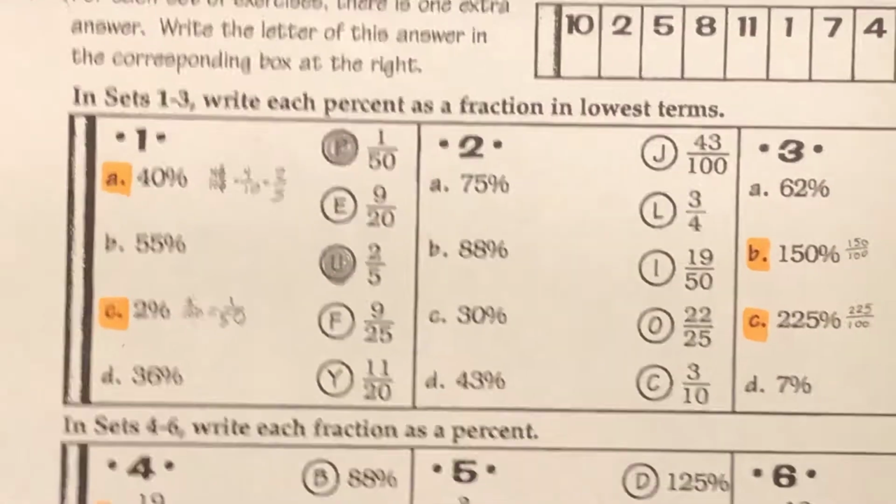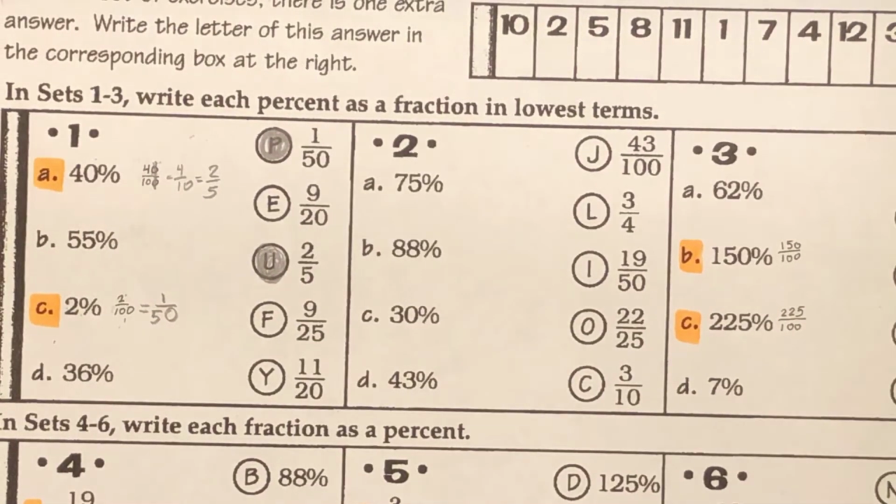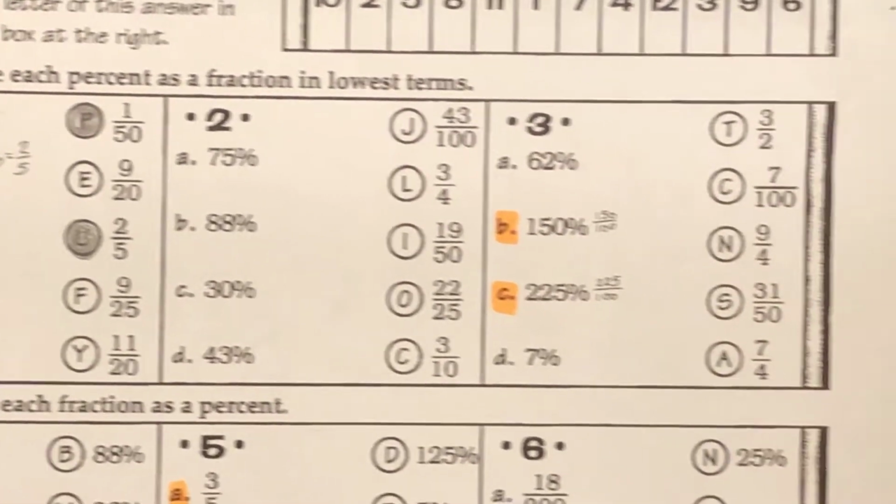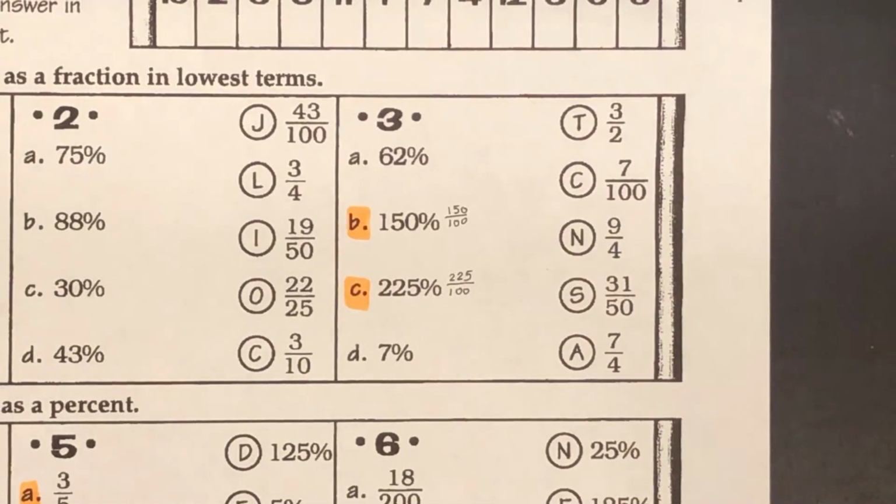Number 2, they're all the same. Just think per 100, percent per 100. And then over to number 3, it is still the same. But instead of having all 1 and 2 digit numbers, you've got some 3-digit numbers.